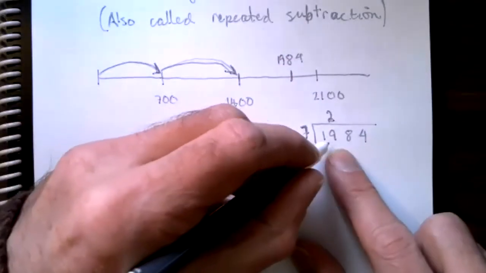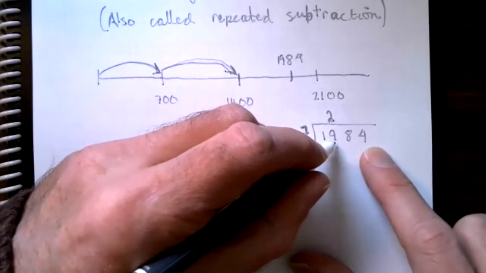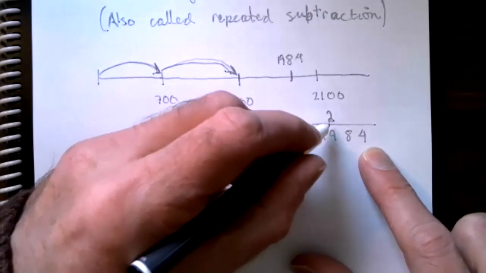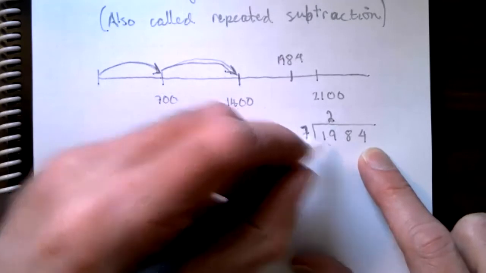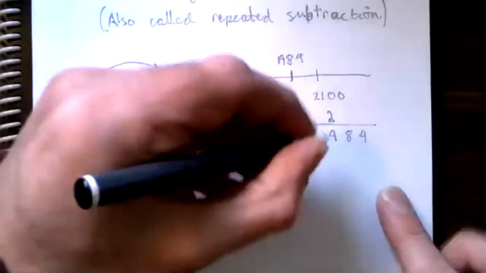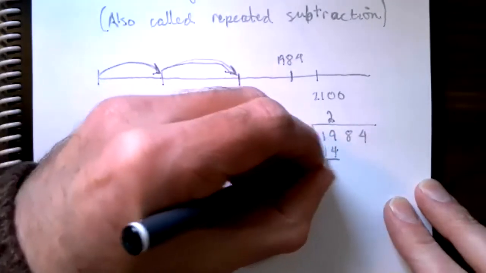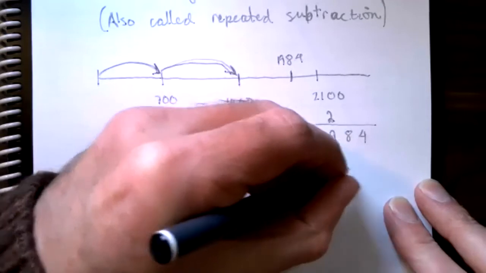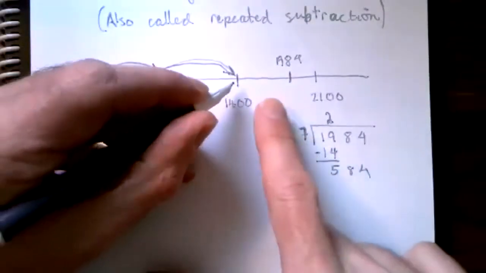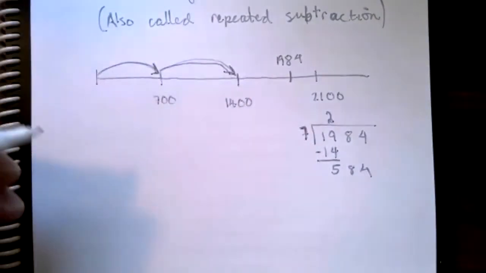But let's think about place value here. This is not 19, this is the hundreds place. This is 1900. Okay, so we can get 2 jumps in the hundreds place, 2 jumps of 700. And then we would do this, right? We would write down the 14. So we get 584, right? Notice that's the difference that I have to make up.